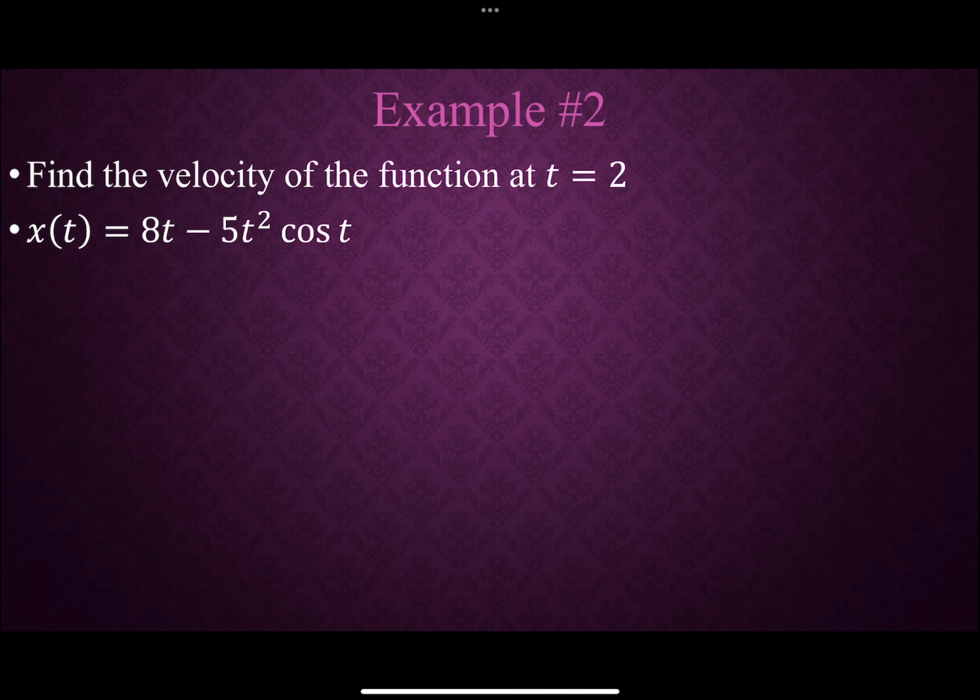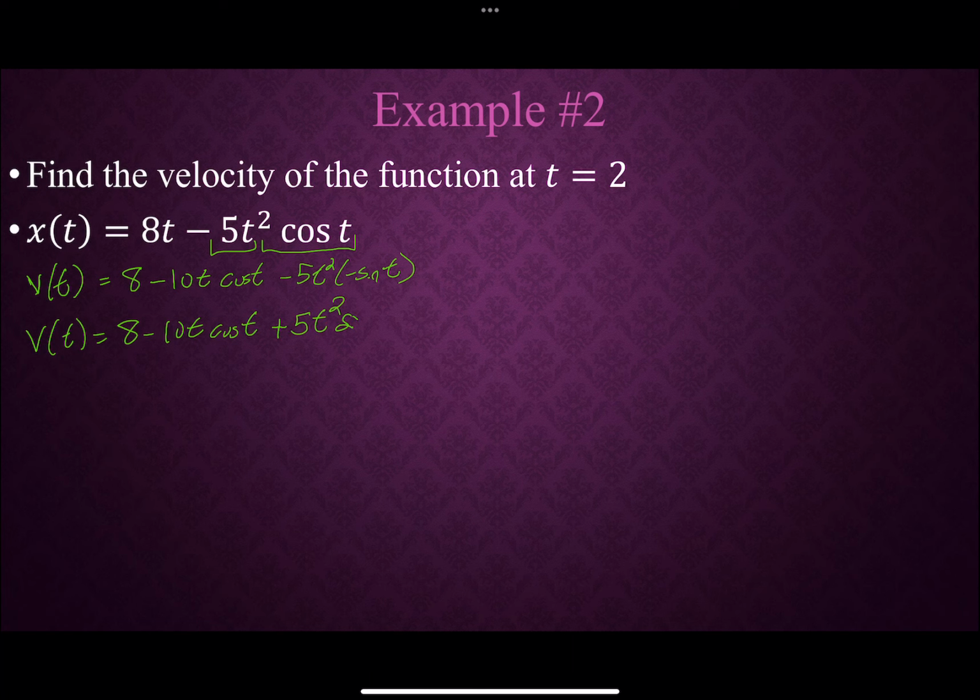Now, we might be asked to find the velocity at a particular point. There are 2 ways of doing this. The long way is to find the actual velocity function. So v of t would be 8 minus, well, this is a product rule right here, so minus 10t cosine t minus 5t squared times a negative sine t, which simplifies to 8 minus 10t cosine t plus, because of the double negative, 5t squared sine t. Then you substitute the value of 2 into that, and if you work that out, you'll get 34.5089, which is perfectly fine.